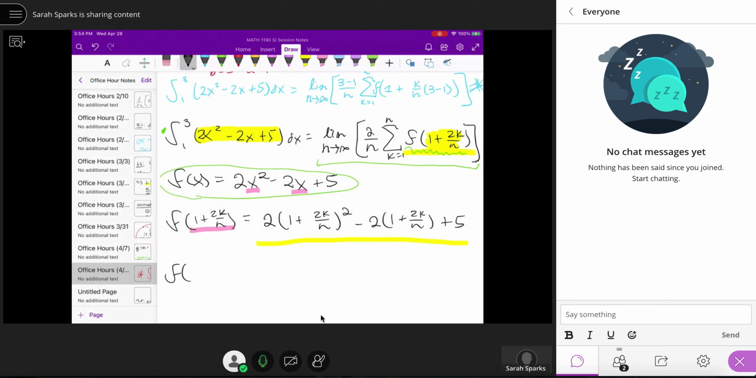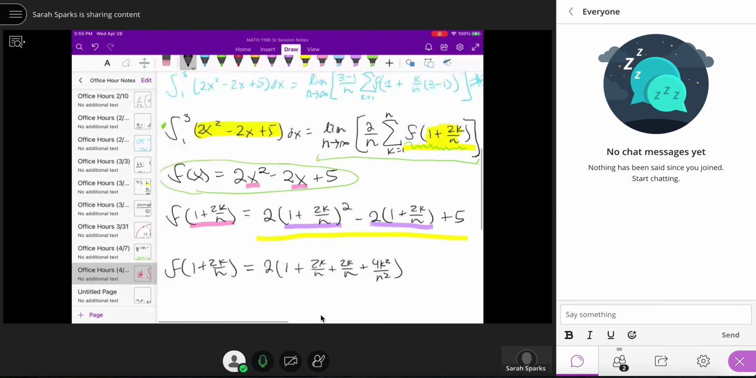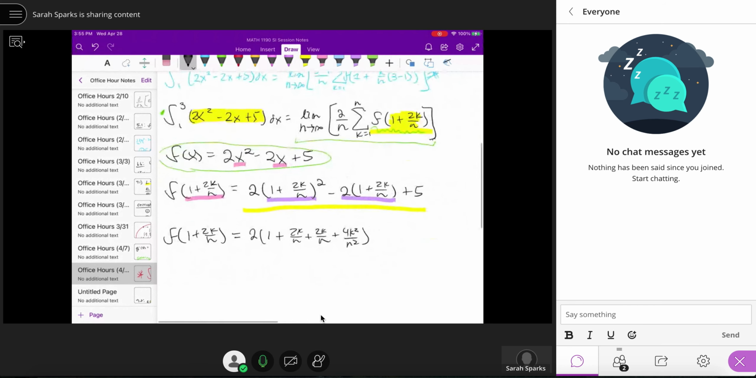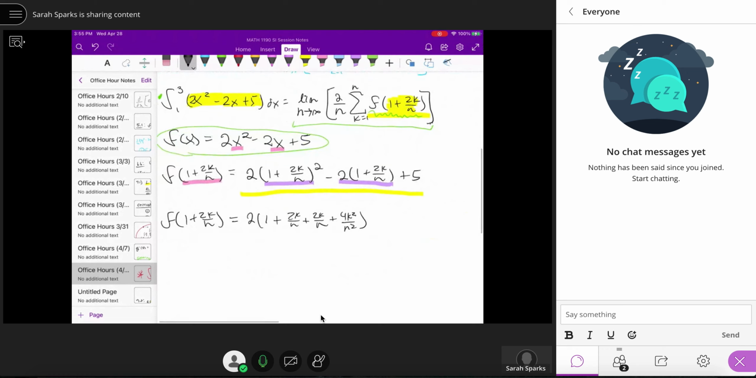All right, so working downwards and simplifying, we're going to have to multiply this by itself and then multiply the 2 across there. So 1 times 1 is just 1, 2k divided by n times 1 is 2k divided by n. We do the same thing, 2k divided by n times 1 is still 2k divided by n. And then 2k divided by n times itself is going to be 4k squared divided by n squared. And then for our next term, we're distributing that 2 to both, right?